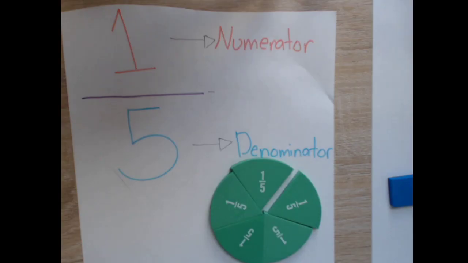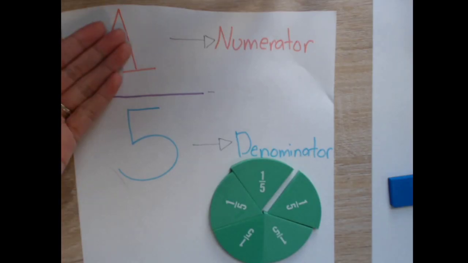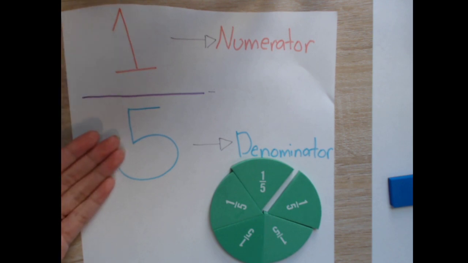Think of a pizza. The entire pizza would be considered a whole, and the slices of pizza would be considered parts or portions of the whole. Well, what does a fraction look like? A fraction has two parts, the integer on top and the integer on bottom.